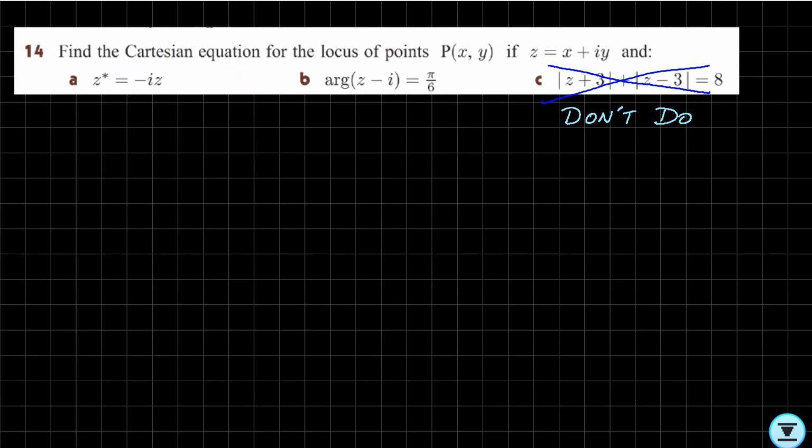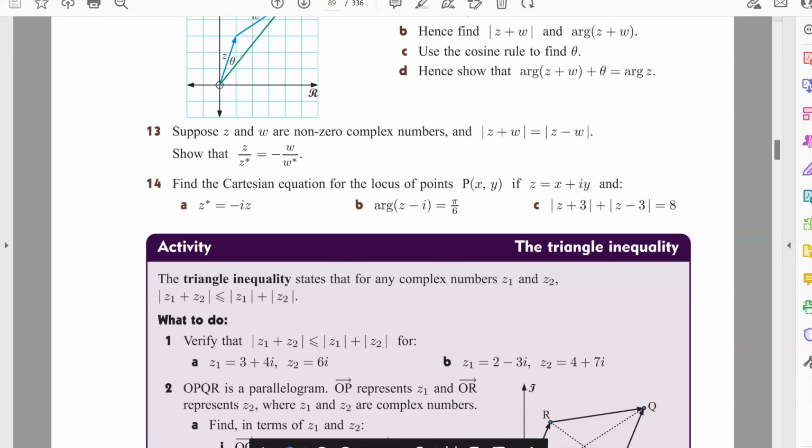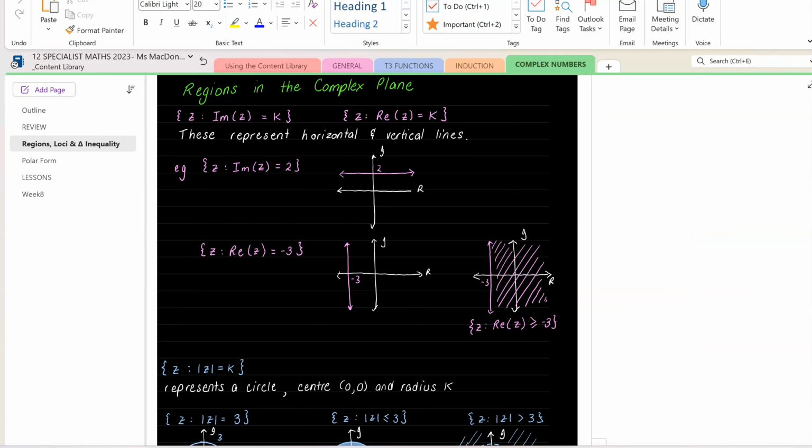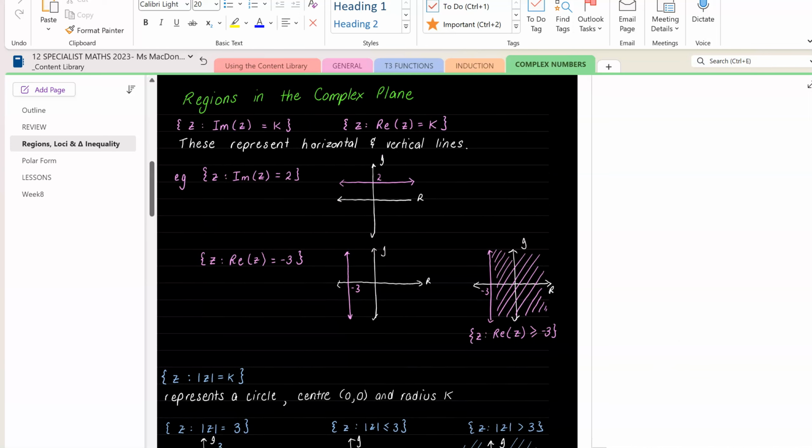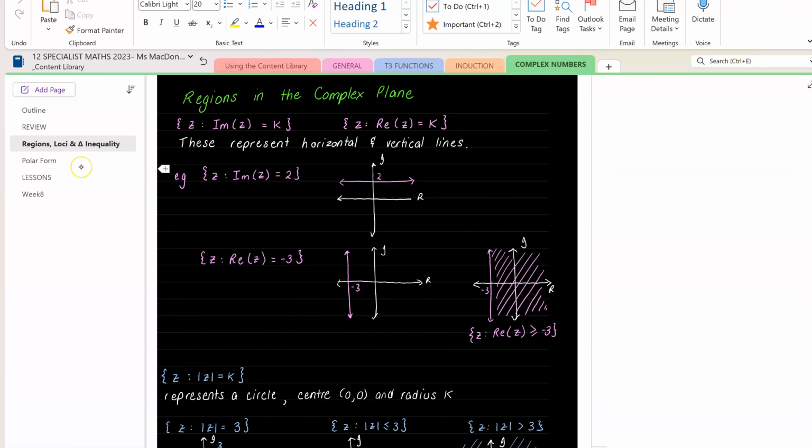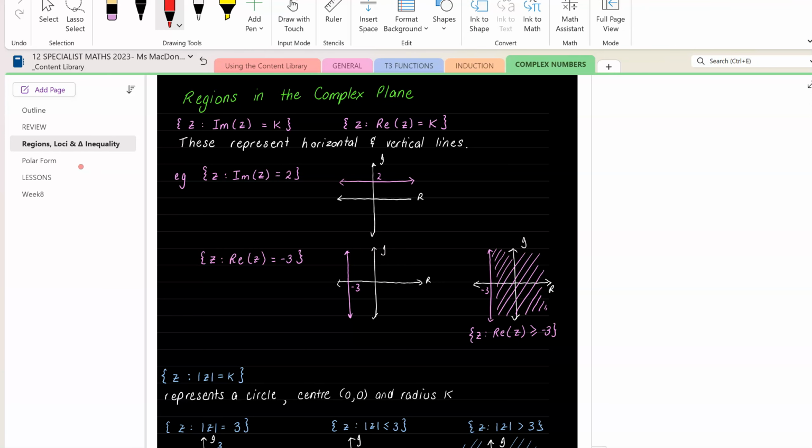So find the Cartesian equations for the locus of these points. Now, our book doesn't give us an awful lot of info, and it sort of does a little bit at the start of that chapter with the circle stuff, and then disappears. So on OneNote, under the regions, loci, and ignore the triangle inequality for now, there are some examples of what we're talking about. So if we're just looking at the imaginary part, that could be imaginary of z equals 2, that's where we've got a nice horizontal straight line, because our imaginary is basically our y-axis. Imagine if we had y equals 2, same deal. That makes sense? Okay, same with the real part.